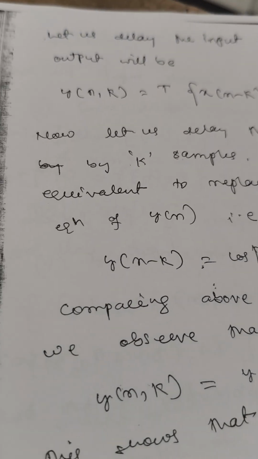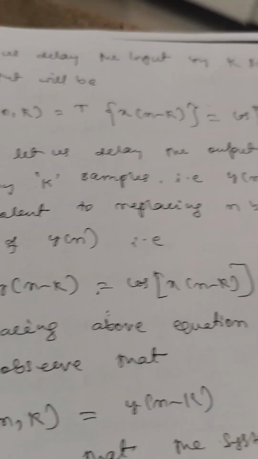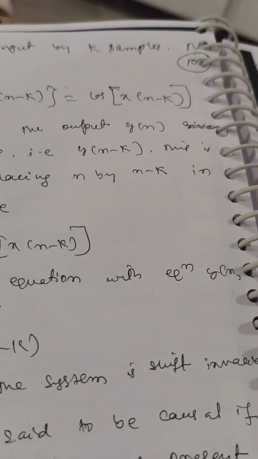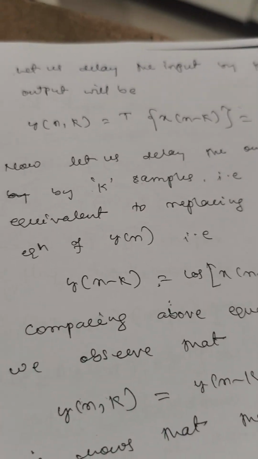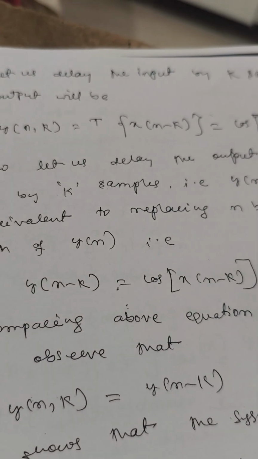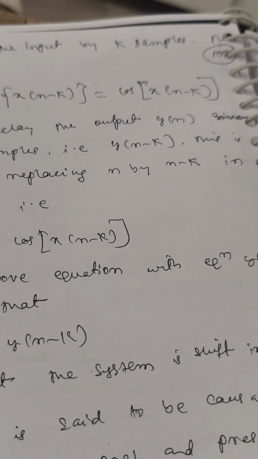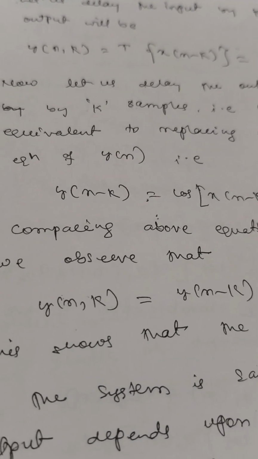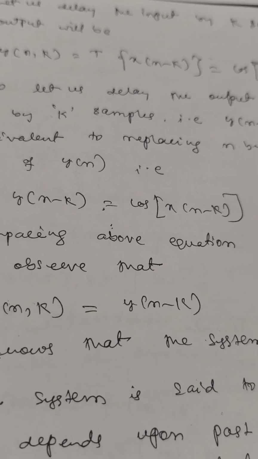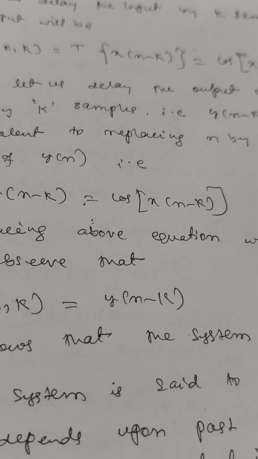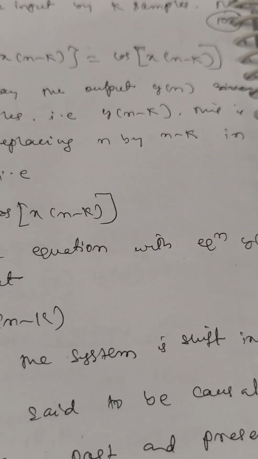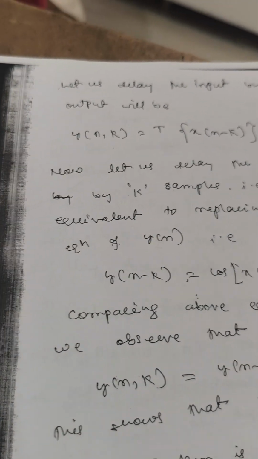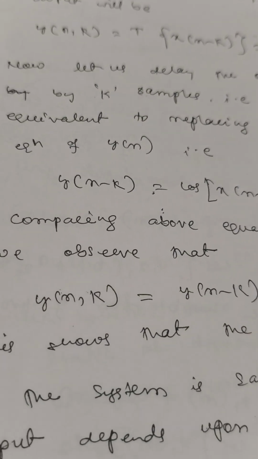Now we'll delay the output itself. Let us delay the output y of n by k samples, that is y of n minus k. This is equivalent to replacing n by n minus k in the equation of y of n. Then y of n minus k equals cos x of n minus k. You observe here, this is your y of n minus k.